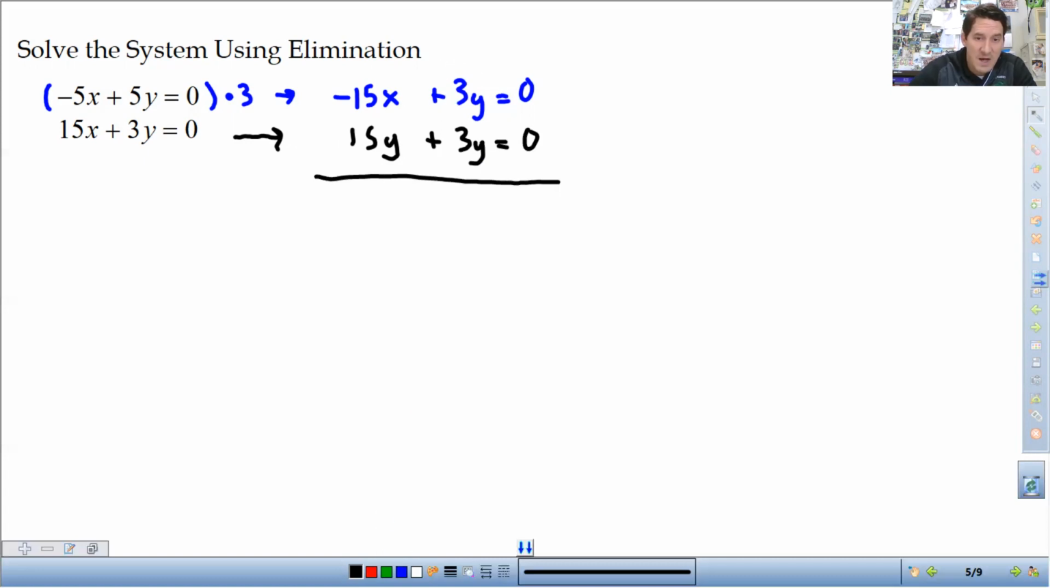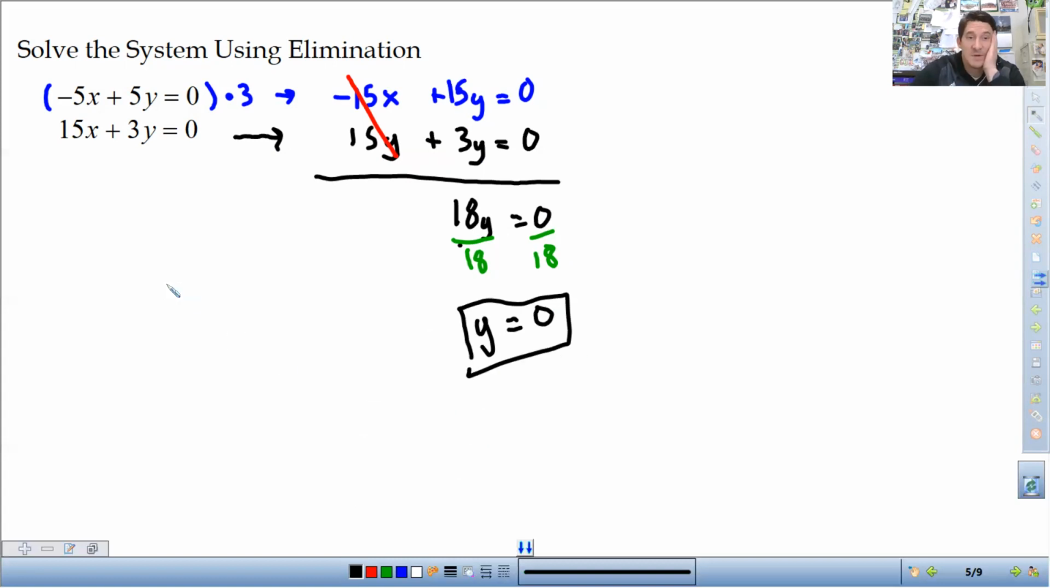This is a 5y, not a 3y. Actually, this is also a 15y. Oops. Make sure you multiply everything, even the 0. Made a mistake there. Anyway, back to the equation now. You add them together. That cancels out. 15y plus 3y is 18y is equal to 0. Finish solving for y. I'm going to divide both sides by 18. I get y is equal to 0 divided by 18, which is 0.